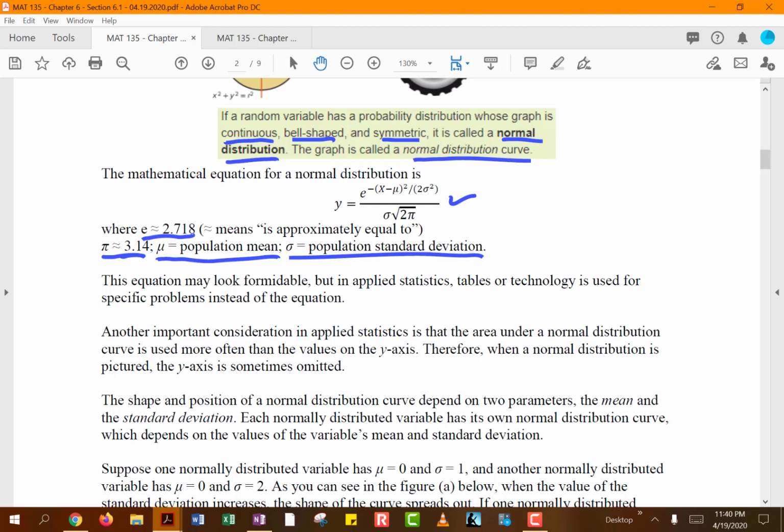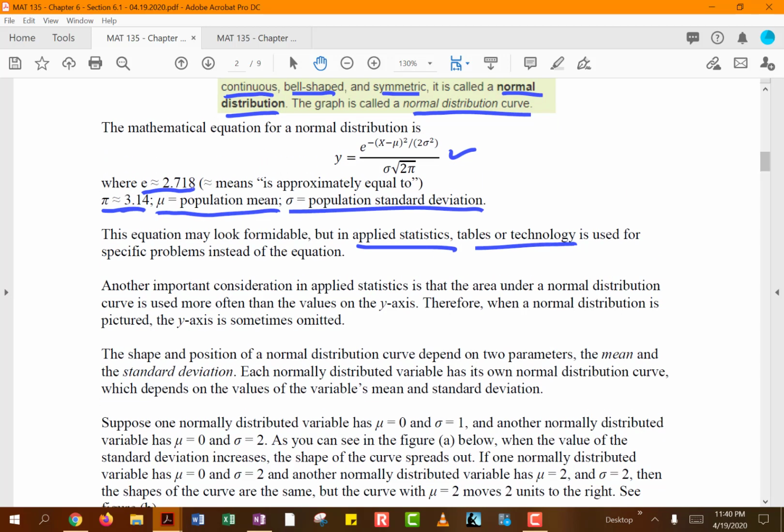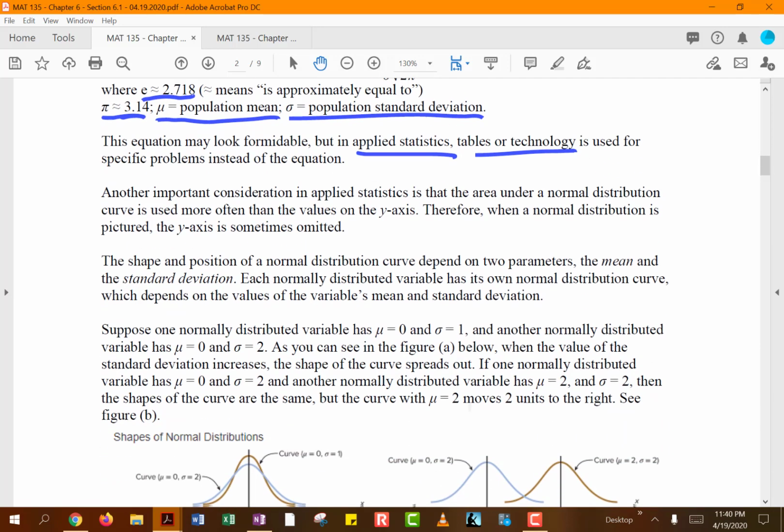But we're not going to be using this equation when we talk about the normal distribution, because in applied statistics we normally use tables or technology, like calculators or a computer program, to help us solve these. So you don't really need to know the equation, but just remember that the normal distribution has an equation behind it, which is where our tables and everything else came from.